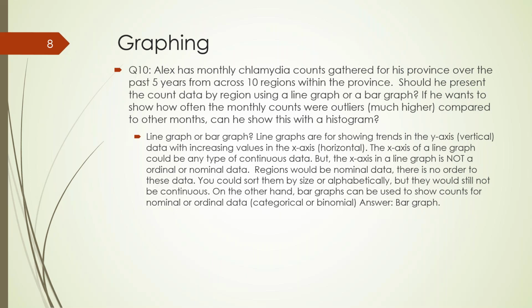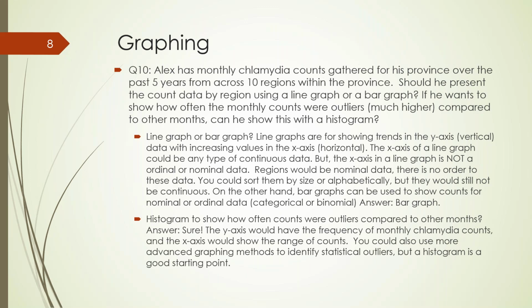The x-axis of a line graph can be any type of continuous data, but the x-axis in a line graph is not ordinal or nominal data. So whatever you have plotted across the x-axis should be continuous for a line graph. Because he's got 10 regions, and regions are really nominal, there's nothing ordered about them. You could sort them by size or alphabetically, but it still would not be continuous. So bar graphs would be the appropriate choice in this situation because he's got nominal data in the x-axis.